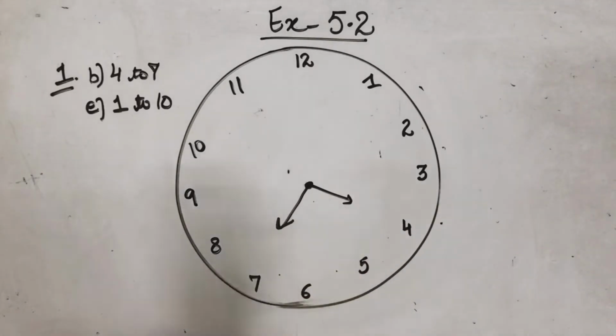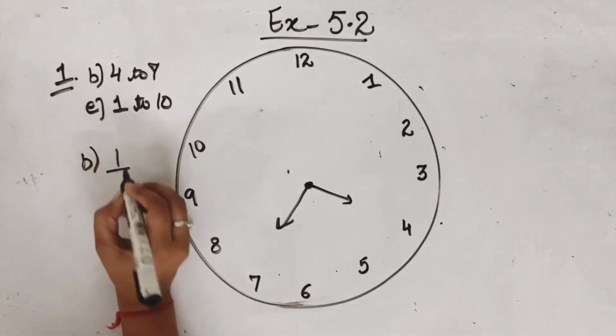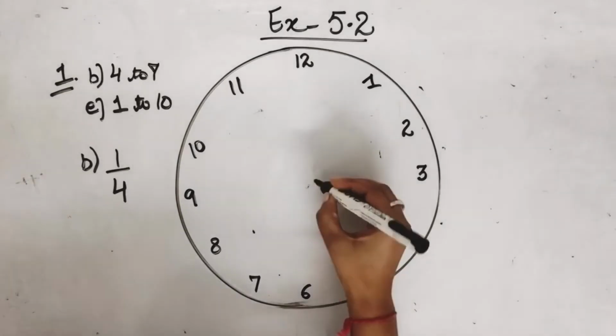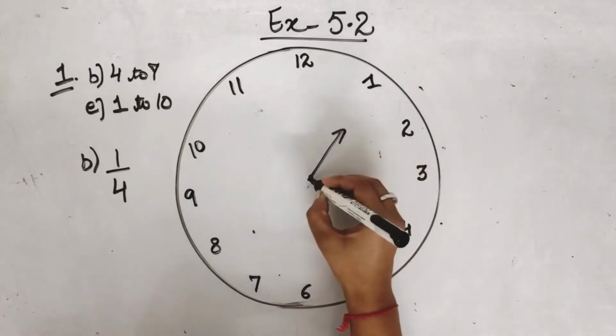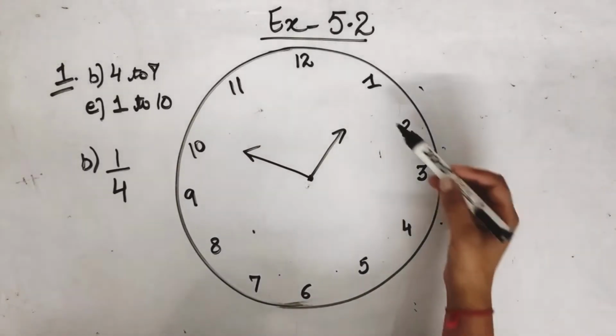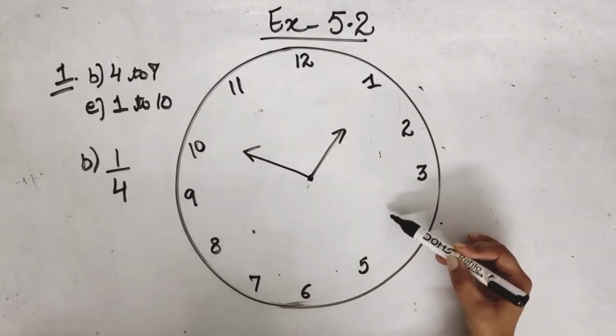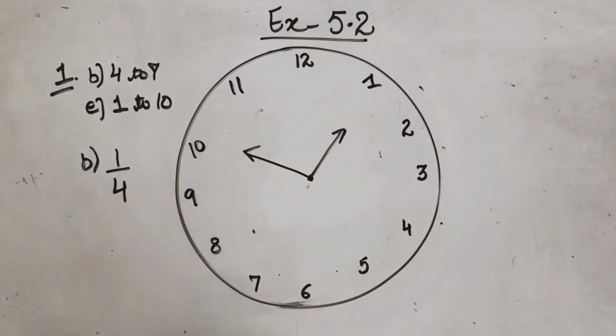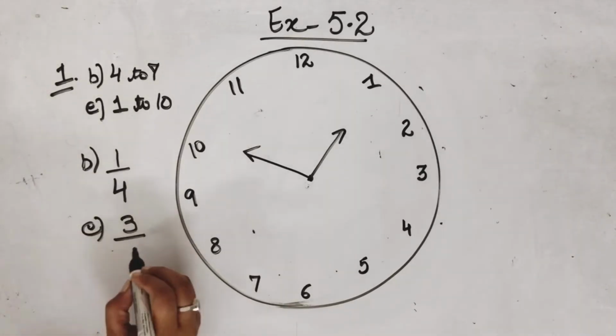One right angle means 1/4 of a revolution. So first it is at 1 o'clock and then 10 o'clock. Now first calculate the number of right angles in between them. So we have 1, 2, 3. We have 3 right angles. So it means what is the fraction of revolution?